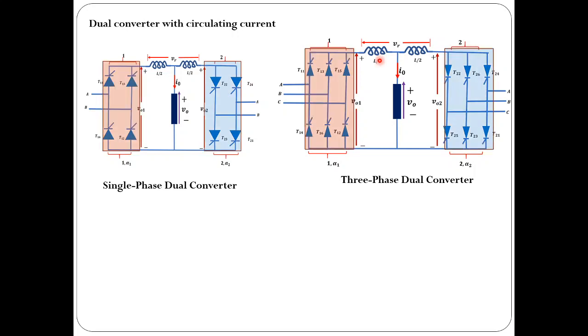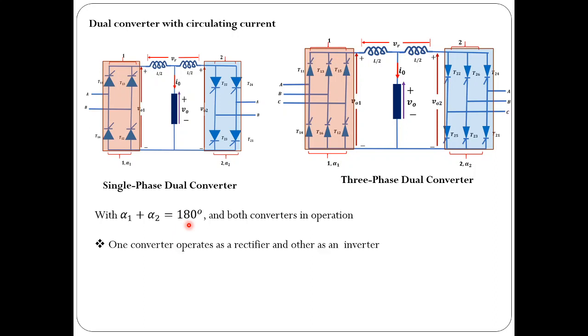Now you can see that this is converter 1 and this is converter 2. In order to operate the dual converter in circulating current mode, you should maintain alpha 1 plus alpha 2 equal to 180 degrees. If you maintain alpha 1 plus alpha 2 at 180 degrees, one converter is going to operate in rectifier mode and the other in inverting mode.